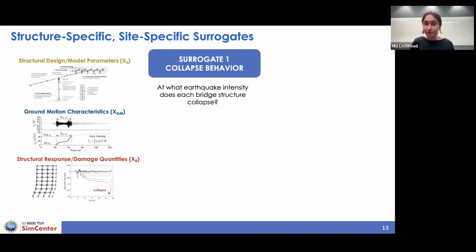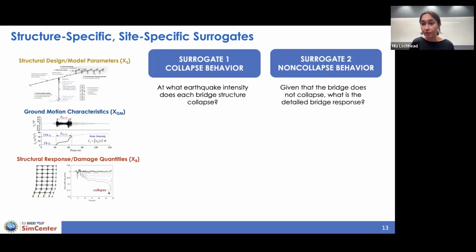The first is, at what earthquake intensity does each bridge structure collapse? So what is our expected collapse behavior? We're going to create one surrogate that particularly looks into that question. And then second, given that the bridge doesn't collapse, what are we expecting from our bridge response? So if this isn't collapsing, what are we expecting out of column curvature, forms of damage, et cetera? And so we're going to form a second surrogate that looks into that particular question.